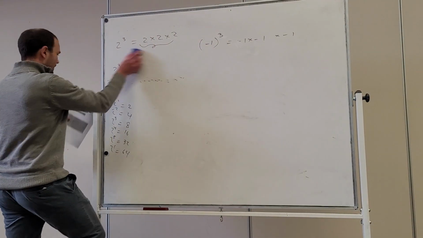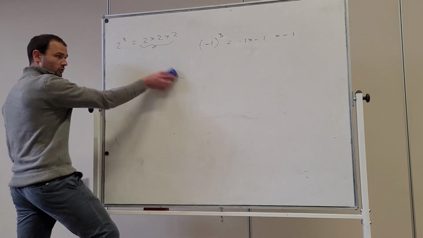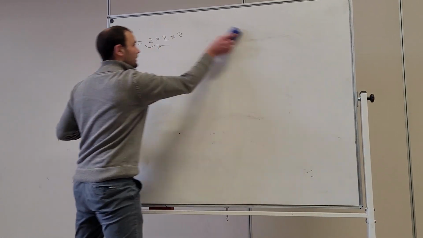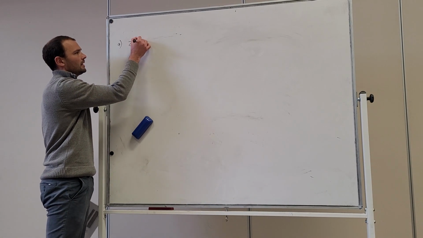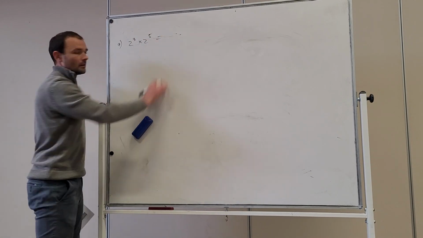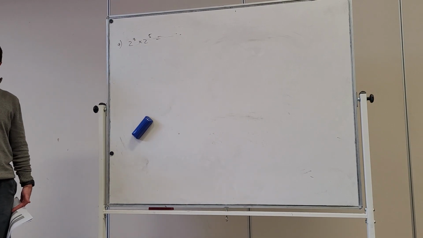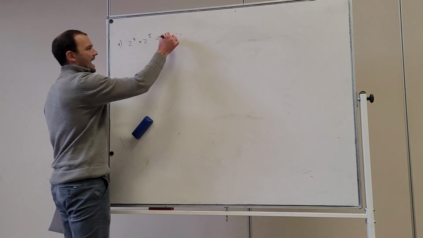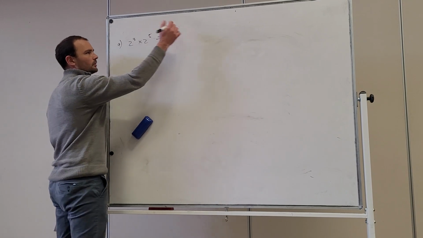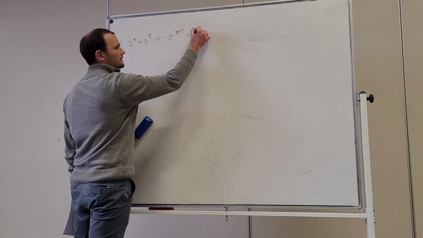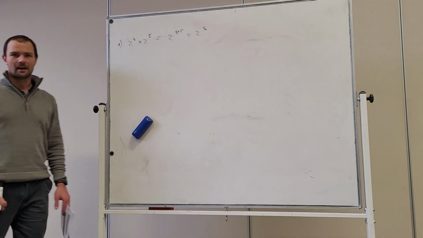So I'll start writing them up and you're going to record the solutions to these example questions in your notebook. So we have 2 to the power of 3 times 2 to the power of 5. All we're doing here is applying the first index law. So we add the powers together, right? They have the same base, so we can add those powers together. 3 plus 5, it's 2 to the power of 8.